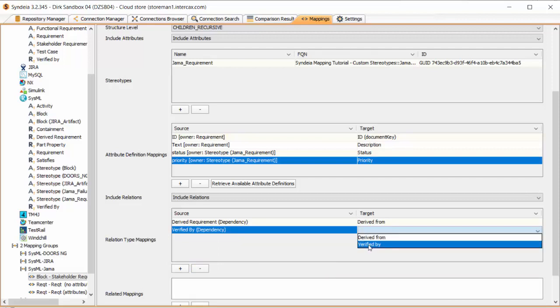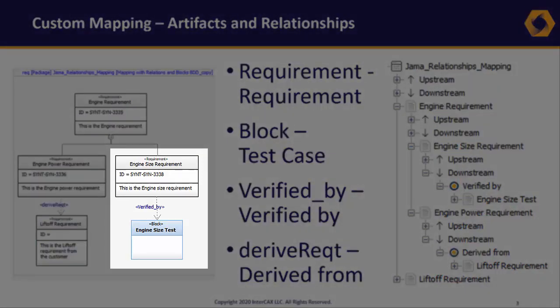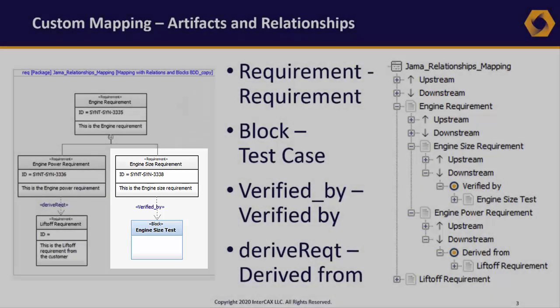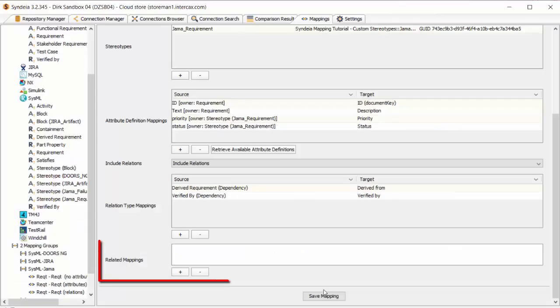Now we have a holdup. Going back to our example, we see that requirement maps to requirement. But if we map verified by, we must also identify a mapping for the element generated at the end of that relation. In this case, SysML block to Jama test case. This is called a related mapping.